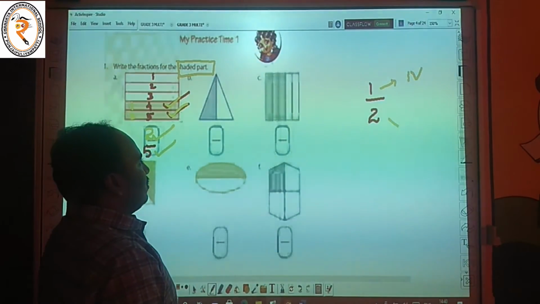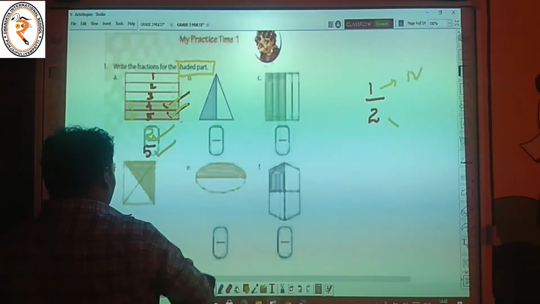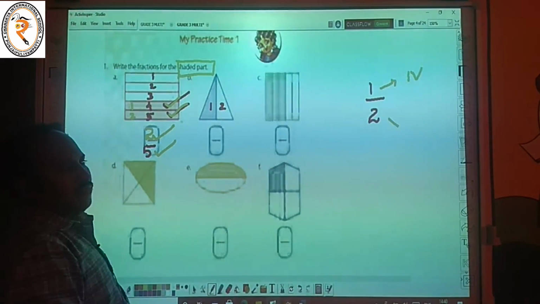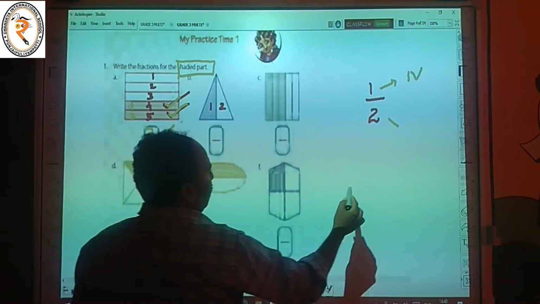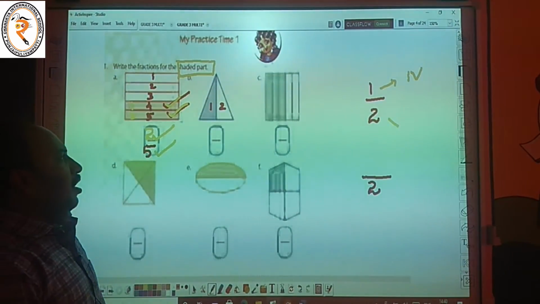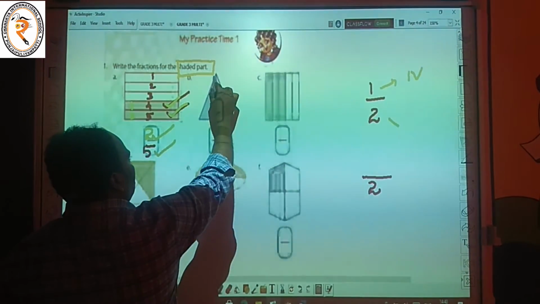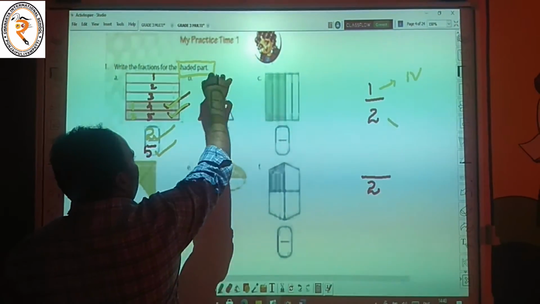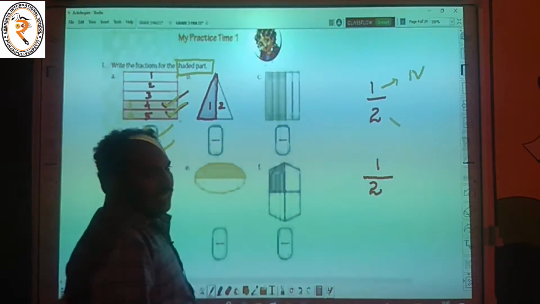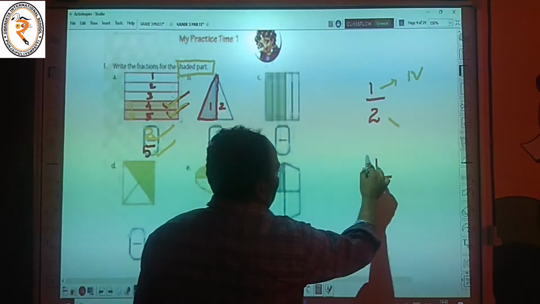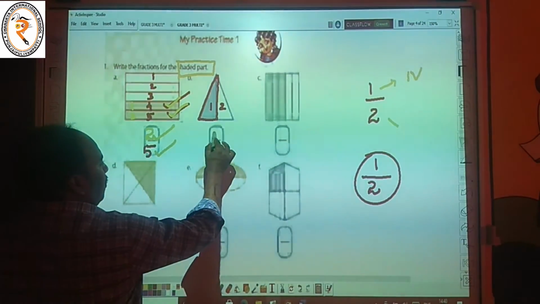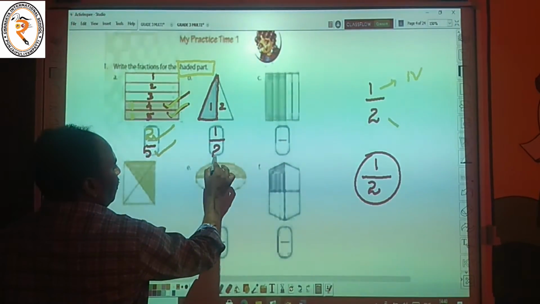Then in the second diagram we have two parts, 1, 2. So we write the number 2 in the denominator. And then the shaded portion is only 1, so number 1 is called the numerator. So our fraction is 1 by 2.